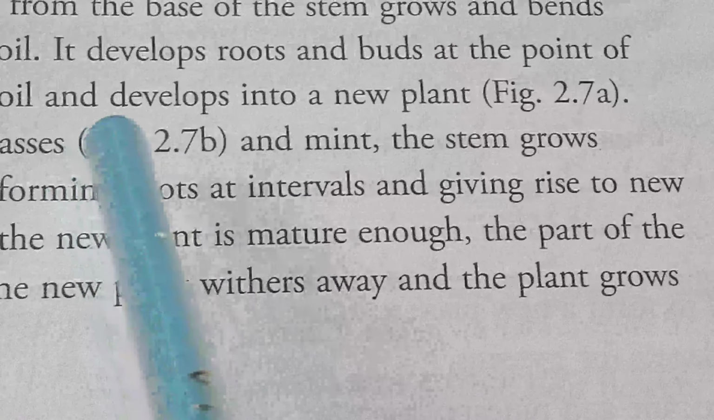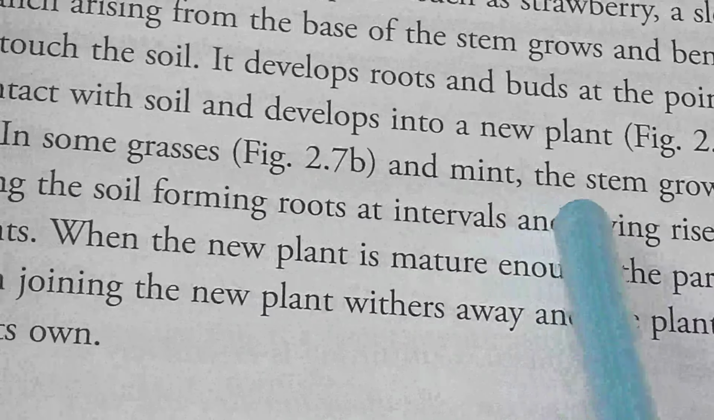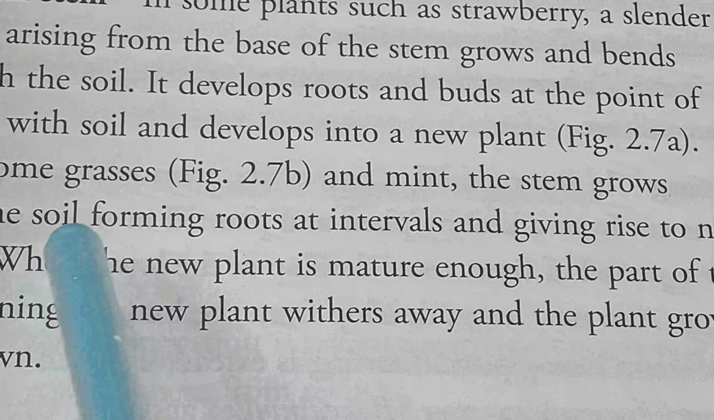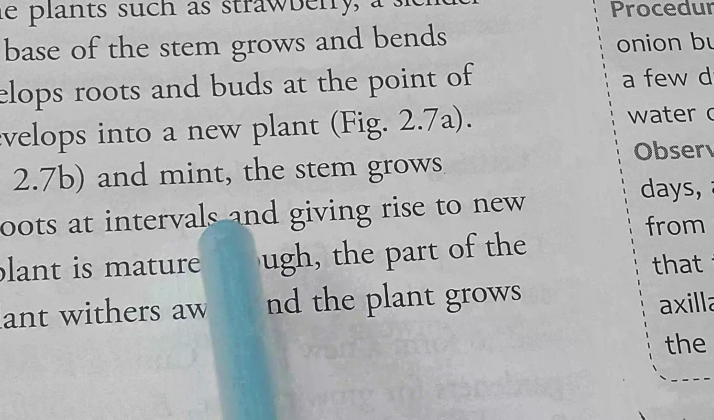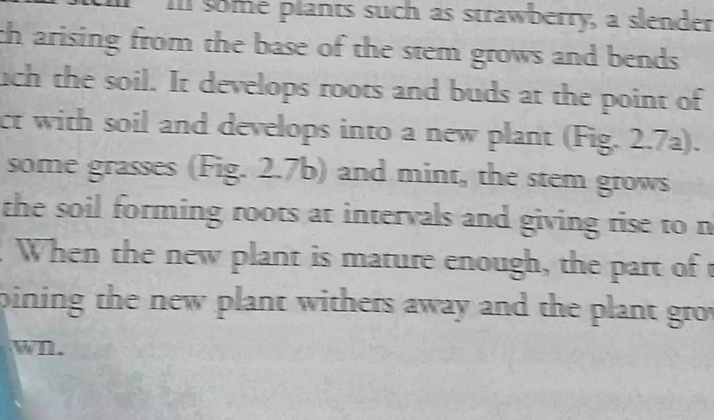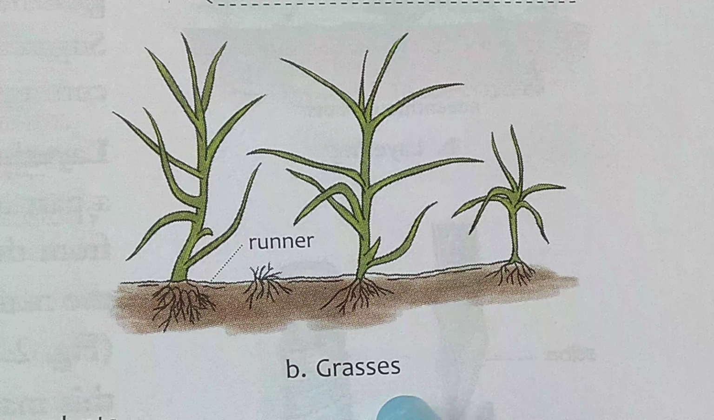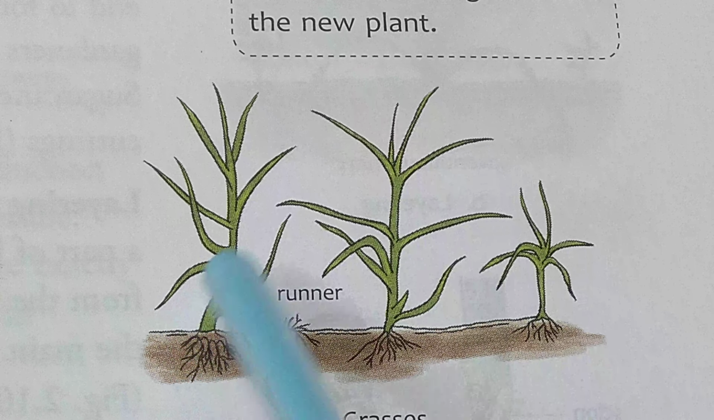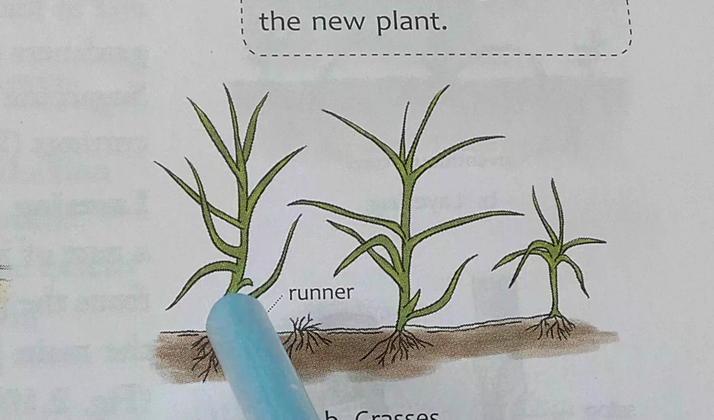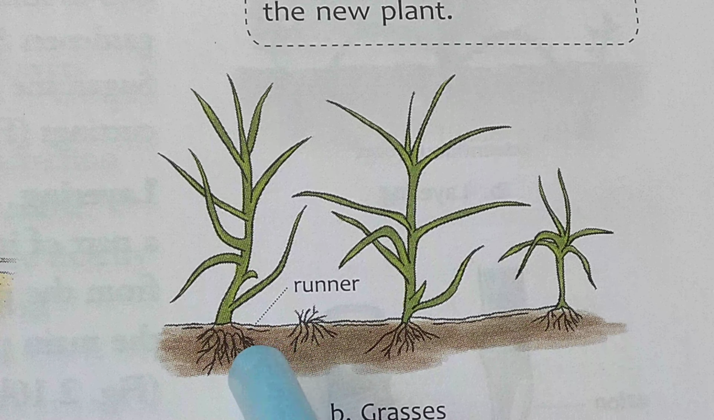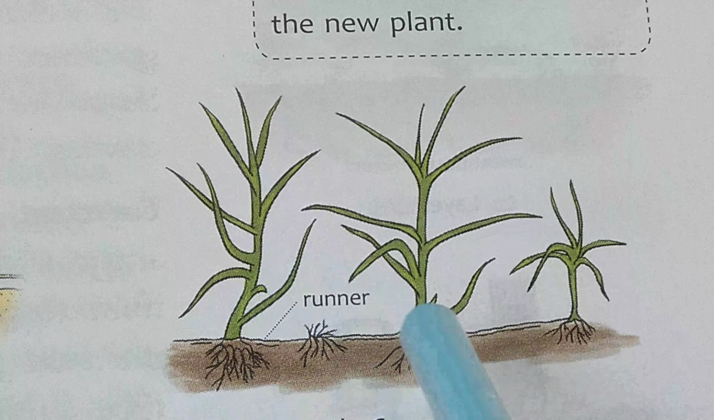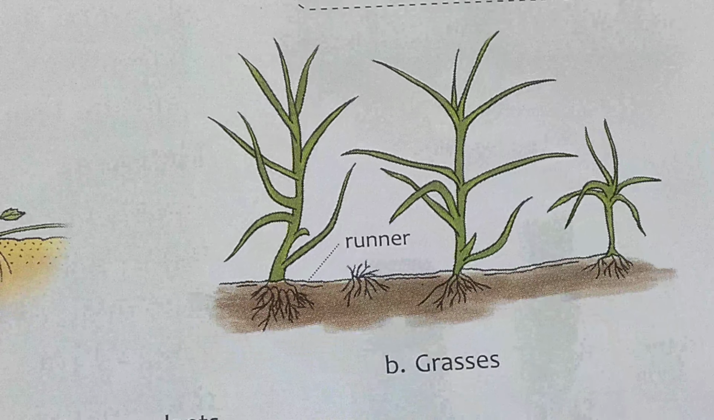In some grasses and mint, the stem grows along the soil, forming roots at intervals and giving rise to a new plant. So look at the picture once again. In case of grasses and mint, from the main stem, another stem arises and just grows as a new identical plant.